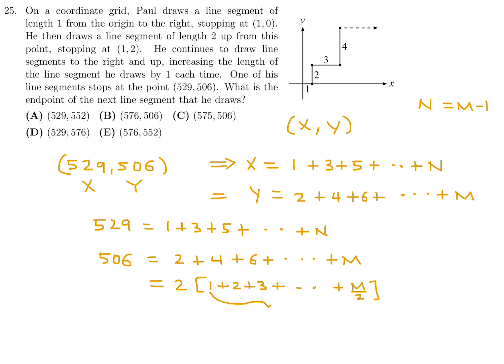And this part has a formula. Some of you may know it, some of you may not. It's in grade 7, so you may not know that the sum of consecutive numbers until n is equal to n times n plus 1 over 2. All right. So using that formula here, this part becomes m over 2 times m over 2 plus 1 all over 2.